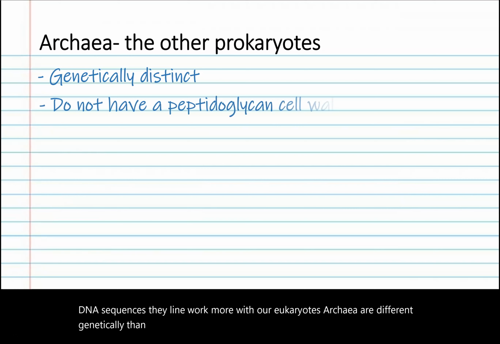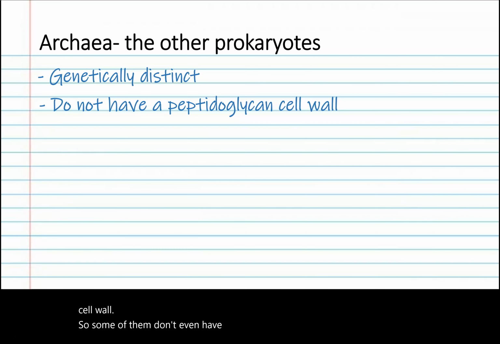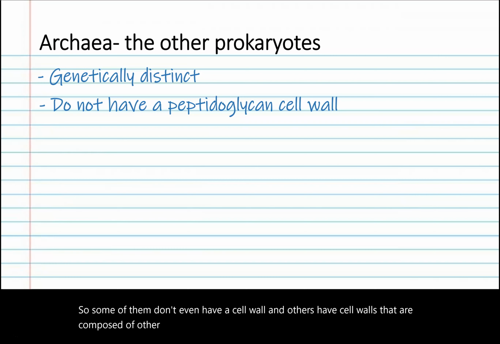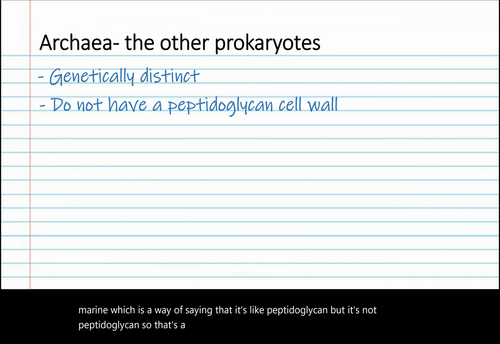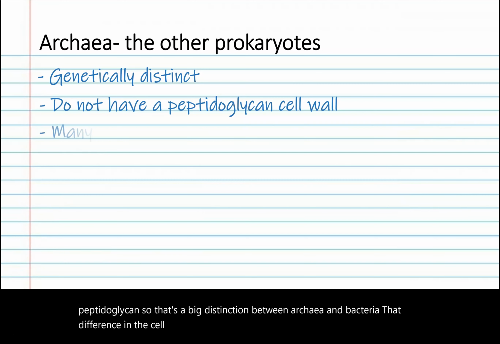They also do not have a peptidoglycan cell wall. So some of them don't even have a cell wall, and others have cell walls that are composed of other materials. Sometimes we call that cell wall material pseudomurein, which is a way of saying that it's like peptidoglycan, but it's not peptidoglycan. So that's a big distinction between archaea and bacteria, that difference in the cell wall components.